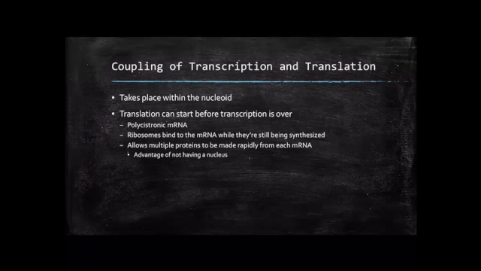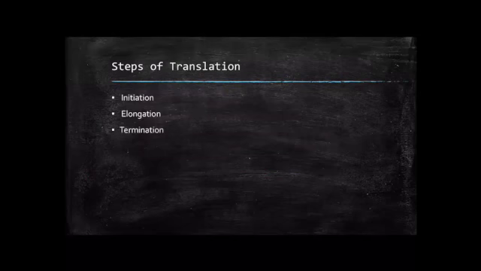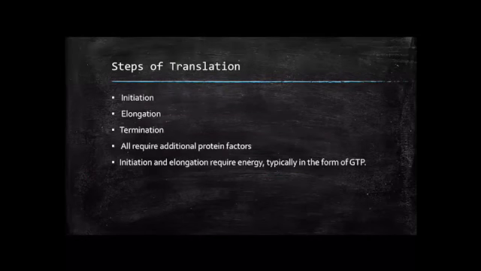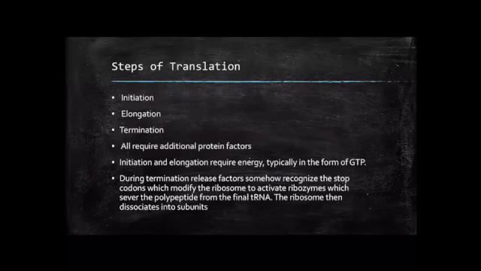Ribosomes then go and bind the mRNA while it's still being synthesized. This allows for multiple proteins to be made rapidly from each mRNA, which is an advantage of not having a nucleus. That whole process is called the coupling of transcription and translation. Now we're going to move on and discuss the steps of translation. Just like in transcription, there are 3 steps known as initiation, elongation, and termination.